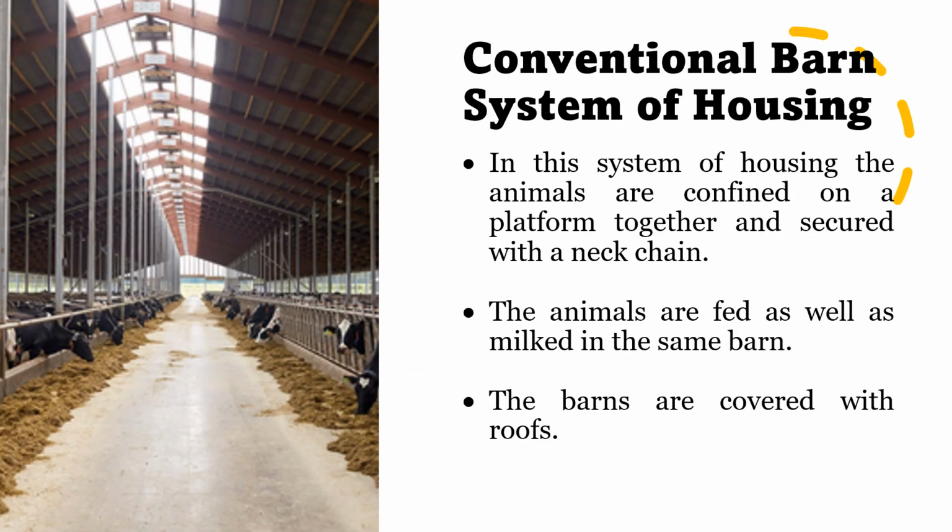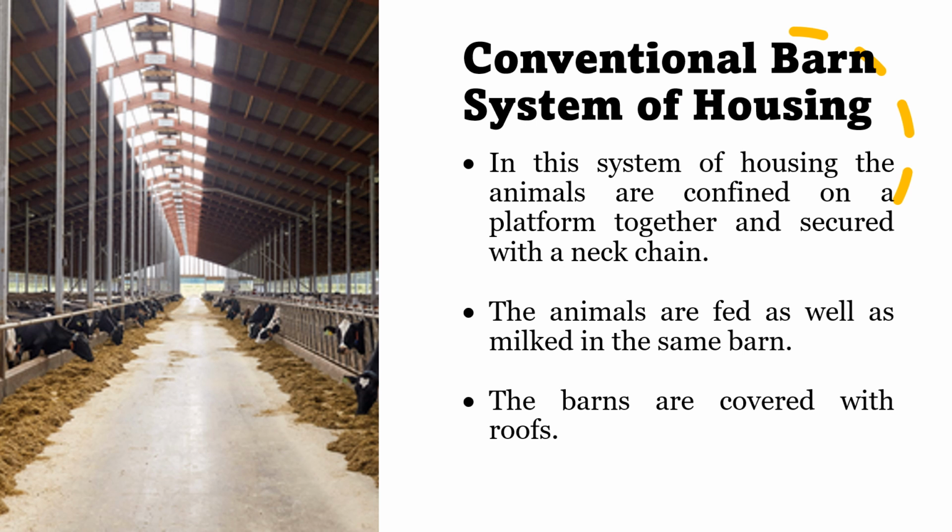The other housing system is the conventional barn system. In this system of housing, the animals are confined on a platform together and secured with a neck chain. The animals are fed as well as milked in the same barn. The barns are covered with roofs. To get more ventilation and lighting, side walls are arranged with windows or ventilators at suitable places. This system of housing is suitable for temperate and heavy rainfall regions. It can be utilized for the tropical regions also with slight modifications.